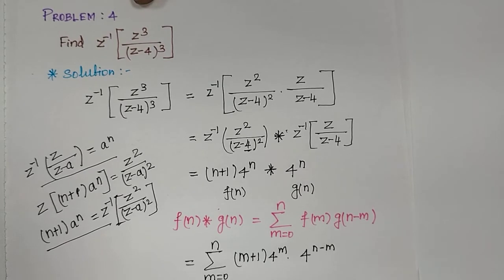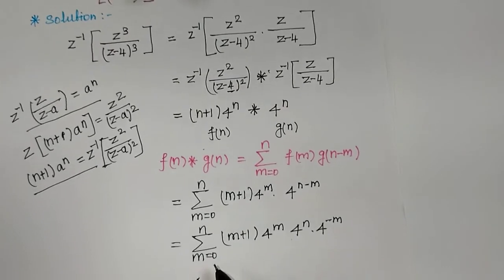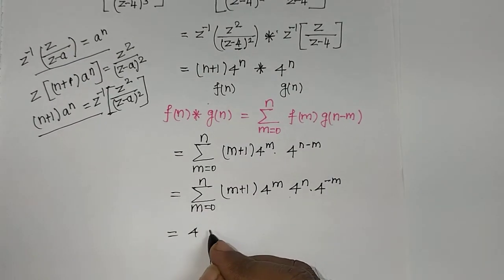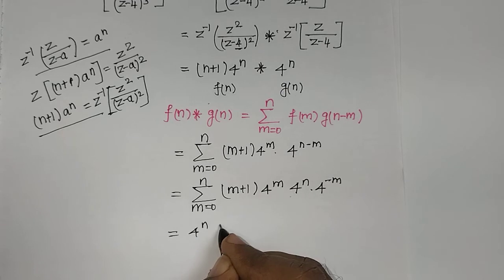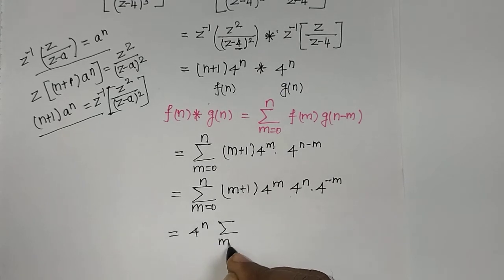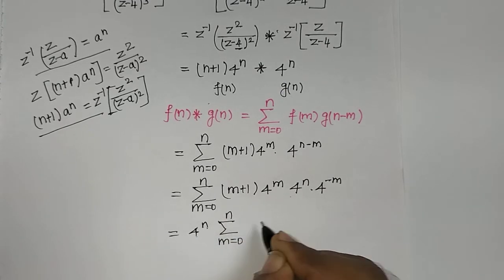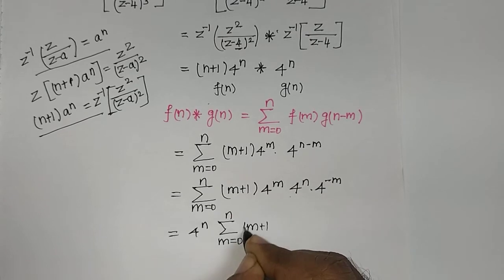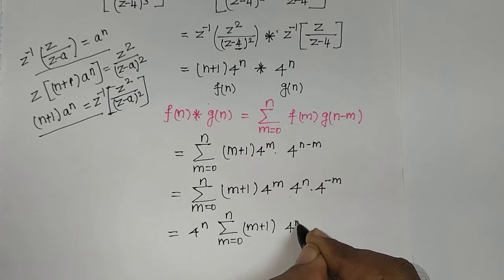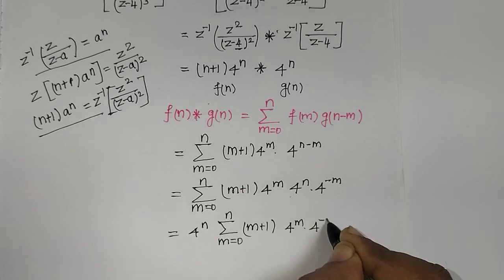So here I am taking 4 power n outside because it is a constant. Sum of m equal to 0 to n, m plus 1 and 4 power m into 4 power minus m.